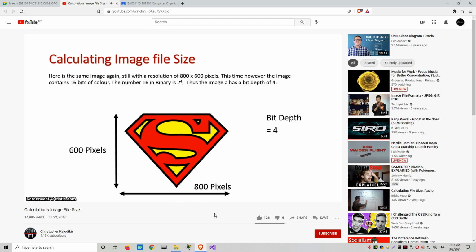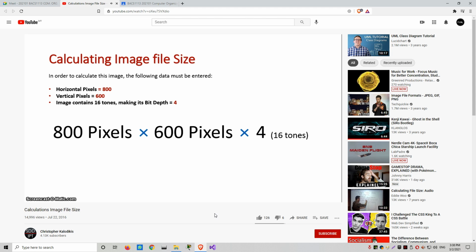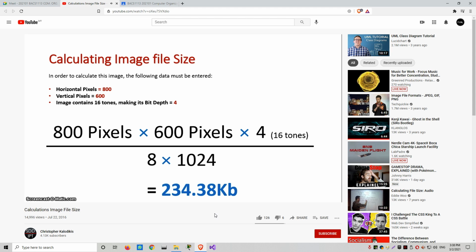Now, let's look at the same image again. This time we've got a bit depth of 4. Now, 2 to the power of 4 is 16. So it has 16 colors. So just understand that conversion method when figuring out bit depths. We'll do our formula again. We've got 800 by 600, this time by 4, our 16 tones of color, divided by 8 times 1024, and that equals 234.38 kilobytes. So understand how the different amount of colors greatly increases the file size of an image. Okay, learn that formula.